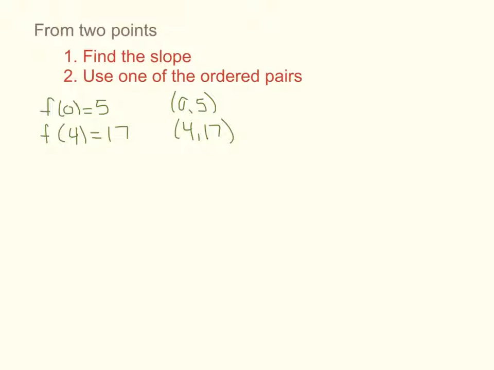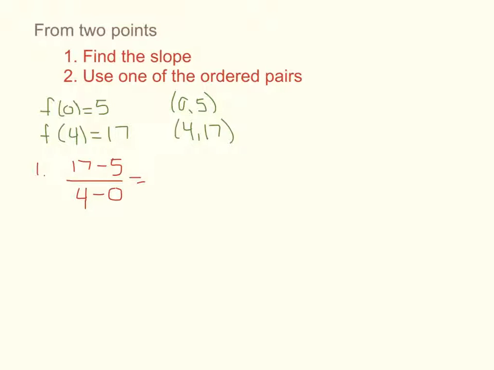So when we're going to do this, we're going to go ahead and find the slope. So let's go ahead and do that. We're going to do the first step there. So I'm going to have 17 minus 5. Remember, it's change in y's over change in x. If 17 comes first in the numerator, then 4 has to come first in the denominator.